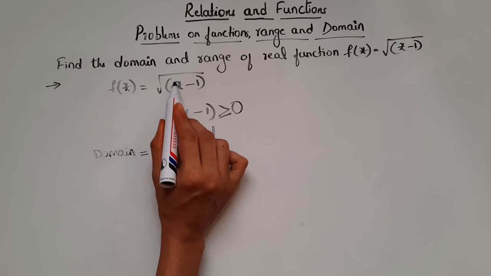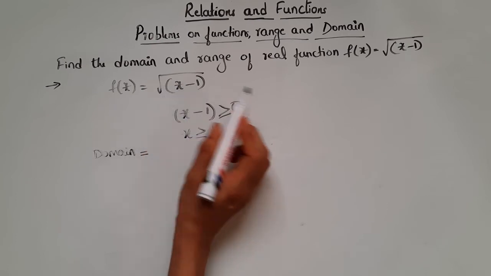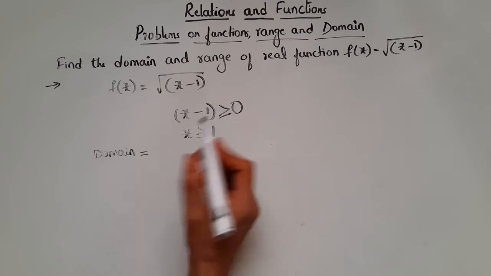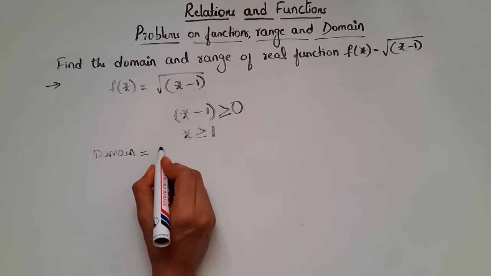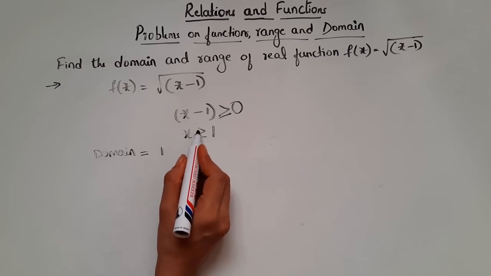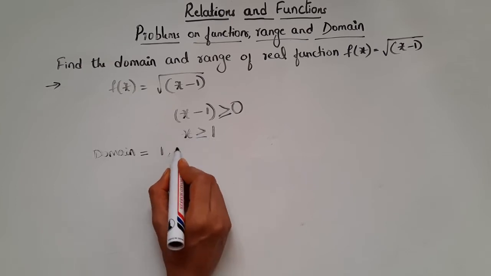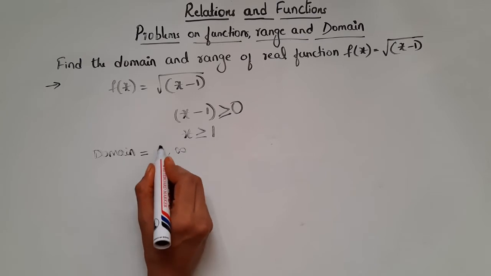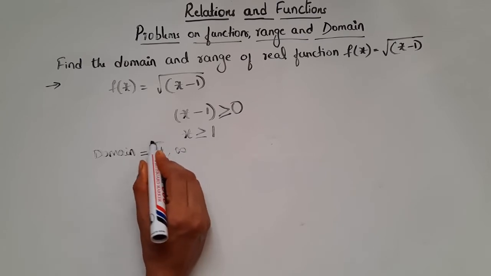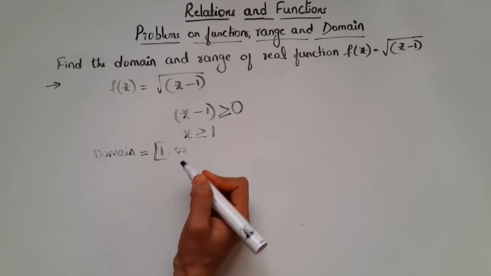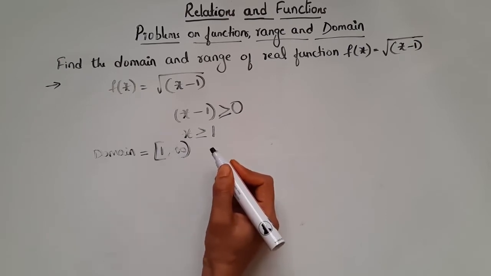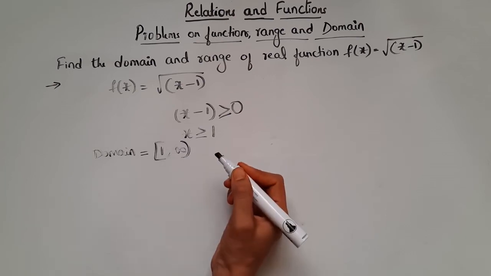So when x is 1, 1 minus 1 is 0. So square root of 0 is 0, which is a valid answer, right? So f of x is equal to 0. So here 1 is included, right? Up till where? x can take any value greater than 1. So that is infinity. So here 1 is included, so therefore you will write it with this square bracket. And infinity means it goes on and on, so it's a round bracket.